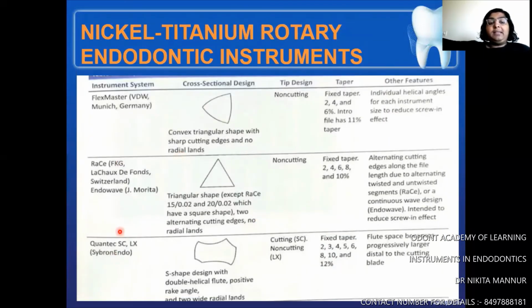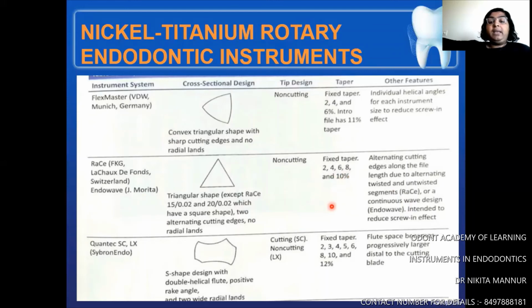Among these files, RACE is still very commonly used, and Quantec SC as well. RACE file is very effective for canal preparation. It has a triangular shape, 2% taper, two alternate cutting edges, and no radial land. It has a non-cutting tip and a fixed taper of 2%, 4%, 6%, 8%, and 10%.